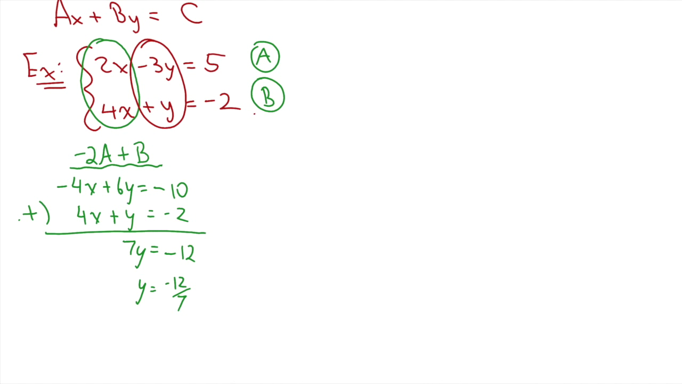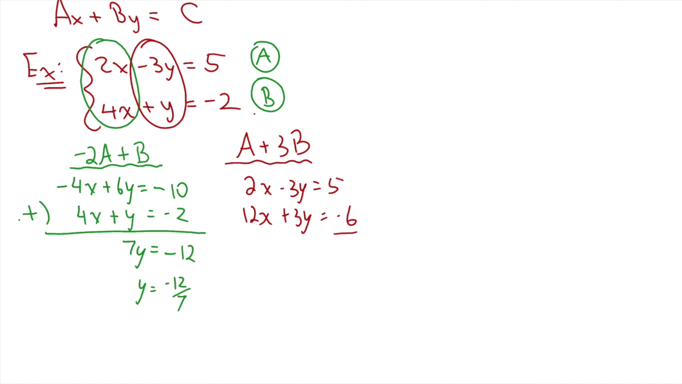The bottom one is 3, so I'm going to multiply b by 3. So this one is going to be a plus 3b. That's just the direction of what I'm going to do, and then I just write it. So a is 2x minus 3y is equal to 5. And b is going to be 3 times itself. So 3 times 4x, 12x, 3 times y, 3y, equals -6. And then just take these two and add them. What happens to the y's? They go away.